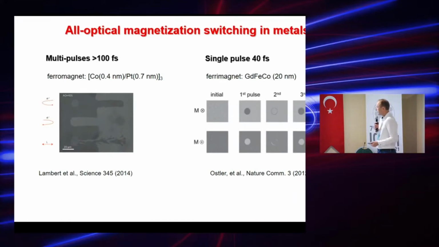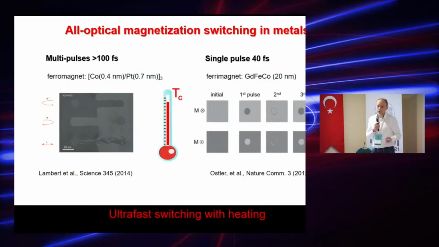The next solution was demonstrated in very ultra-thin ferromagnetic films, and here also we observe switching of the magnetization by multiple pulses. However, in this case, the switching mechanism depends on the increase of the temperature to the Curie temperature. That means in this case ultra-fast switching of the magnetization was demonstrated. However, the mechanism is based on laser-induced heating.